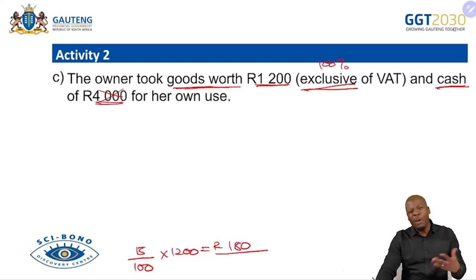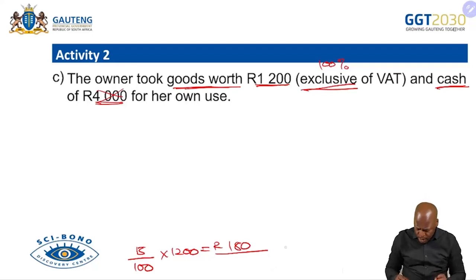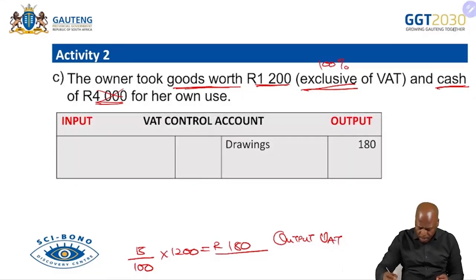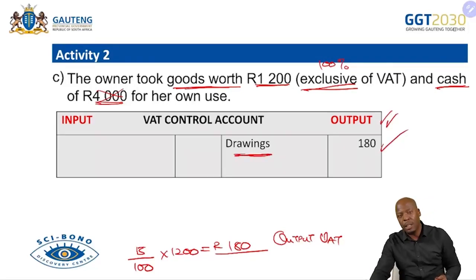So if the owner is taking goods for personal use, just think again, are the goods coming into the business or are they leaving the business? They're going out. The owner took goods for personal use. So are the goods coming in or going out? Definitely if he's taking, they are going out. Therefore, drawings would be output VAT. Thank you. Someone was already saying, Mrs. Simbi, it is output VAT. There it is, output VAT 180. Why? Because we are dealing with drawings. Let's quickly now check my next information.